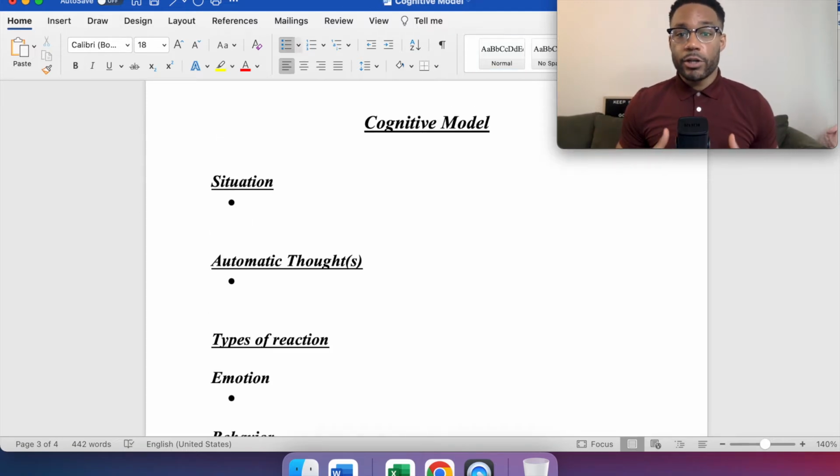So now we're going to use the cognitive model to really help us break down these situations to see what kind of automatic thoughts popped into our minds so that we have a better understanding of how we respond to these situations as a whole and make any adjustments for the future. We can bring in other healthy forms of coping and everything. So yeah, let's jump into it. Oh, I have a good example.